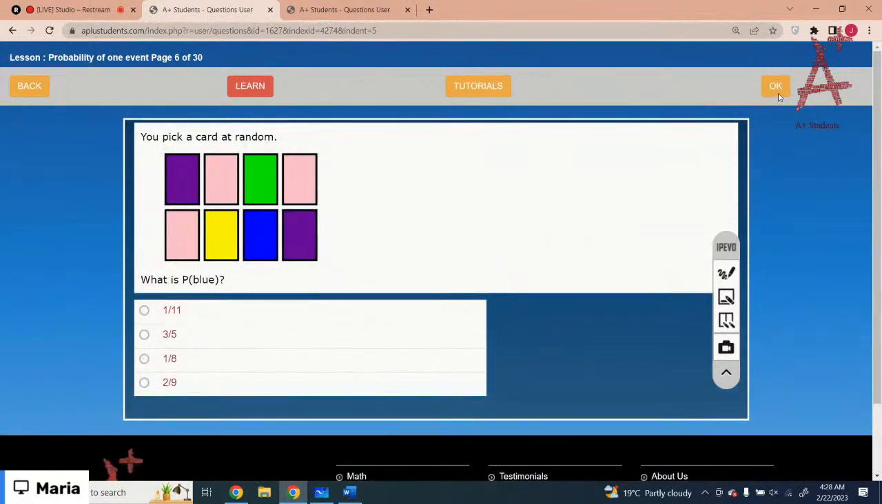Okay, you pick a card at random. What is the probability of getting blue? Okay, the total cards are 8. And how many of them are blue? You have just one blue card. Got it? So the probability is 1 out of 8. It would be 1 over 8 is the correct option. So select the correct option and then click on the OK button.